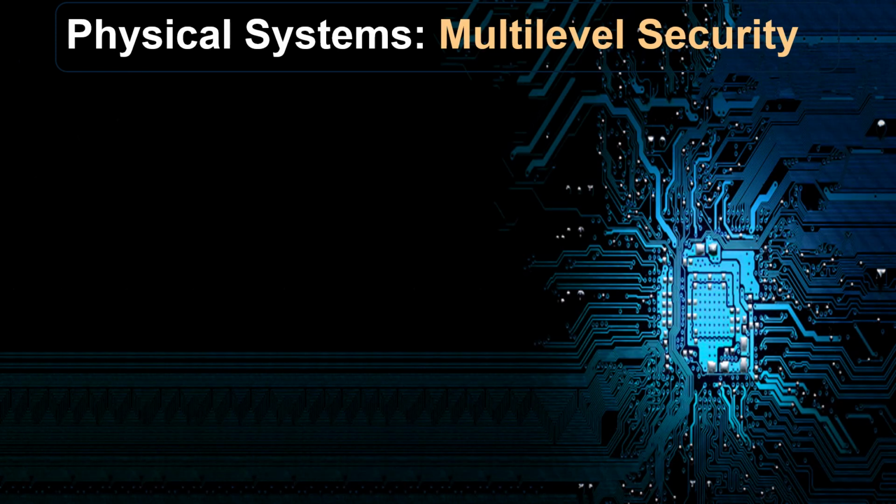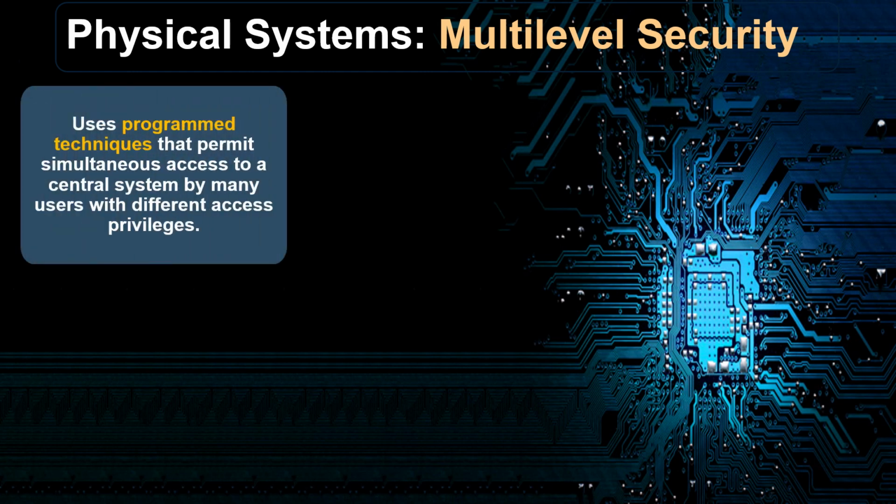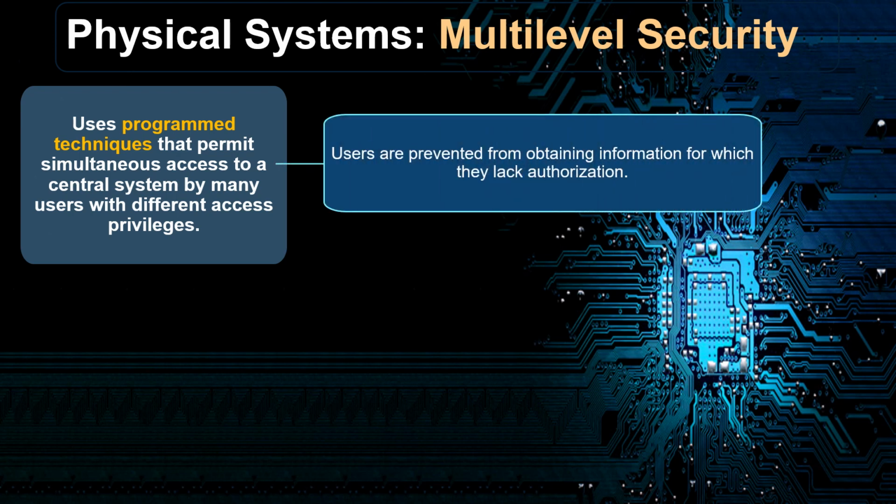We did mention multi-level security on several occasions when we discussed the threats and the risks and the internal controls, either the physical, and then when we discussed the IT controls, one of the techniques is multi-level security. So what is multi-level security? It is using programmed techniques that permit simultaneous access to the central system by many users with different access privileges. Users are prevented from obtaining information for which they lack authorization. So they don't have authorization to access.